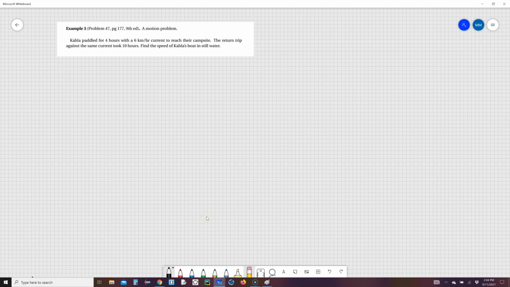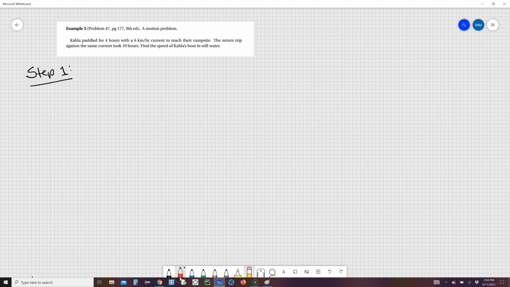Alright, so the final type of application we're going to look at is a physics application. It's going to be modeling one-dimensional motion. We start with this example problem, and step 1 of our strategy says, familiarize yourself with the problem.